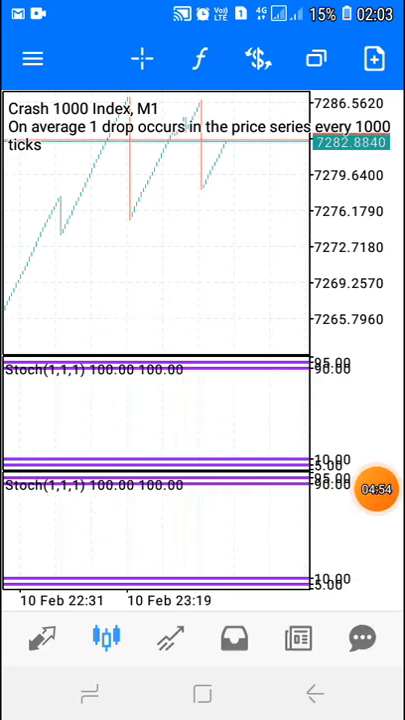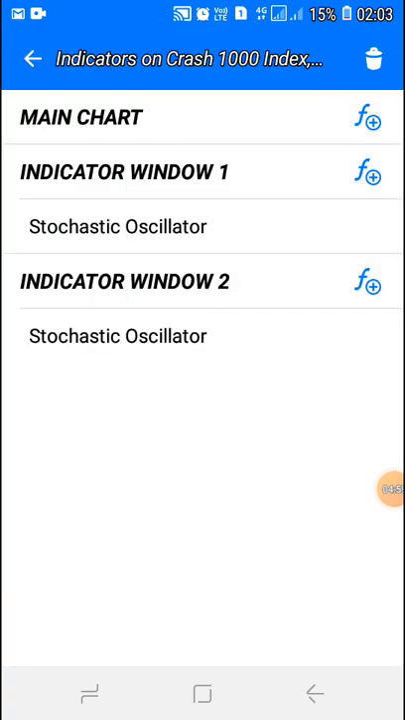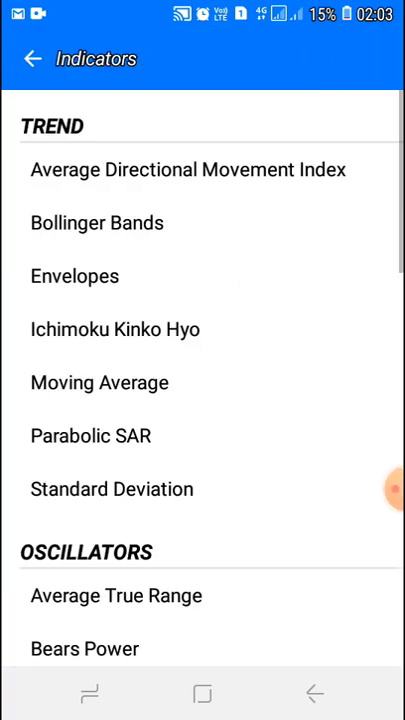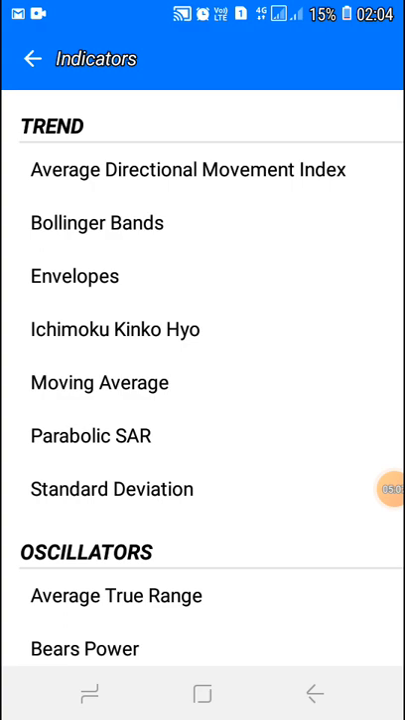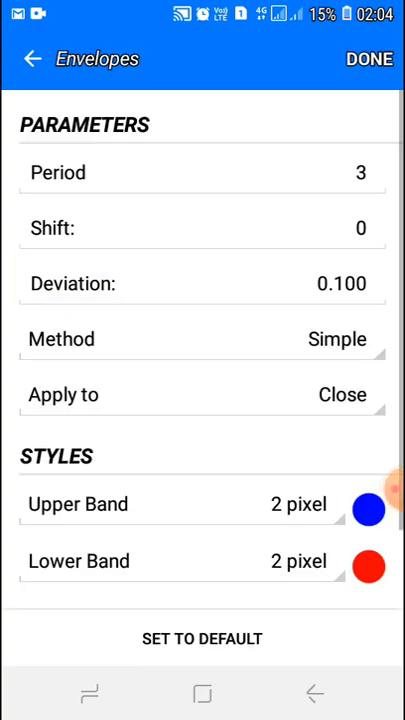So once we have two stochastic oscillators on our chart, the next thing we're going to do is add our first indicator. Our first indicator that we're gonna use for the strategy is the envelopes indicator. Make sure that your parameters are like this. The period should be 30, deviation 0.100. Method simple. Apply to close. Upper band 2 pixel blue, lower band 2 pixel red.